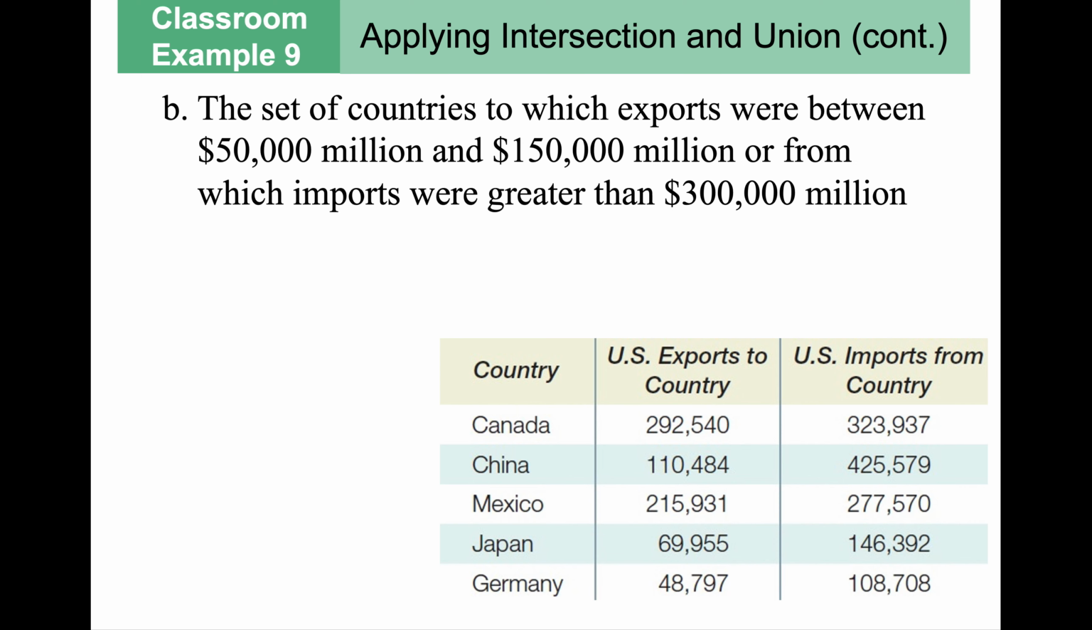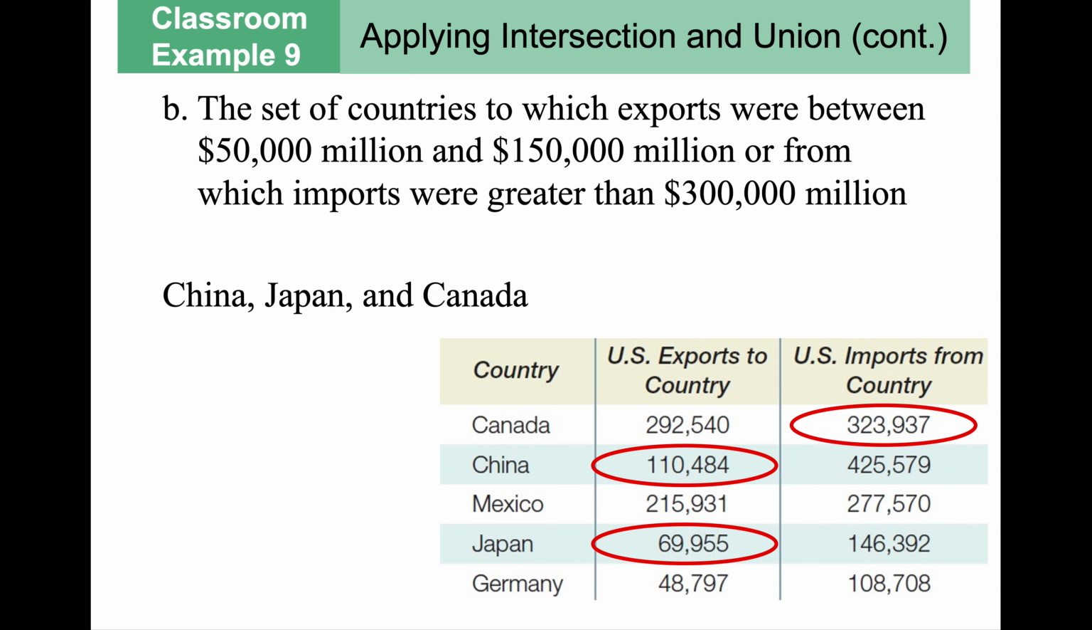But if I look at the set of countries where exports were between this number or from imports that are greater than 300,000, I have China, Japan, Canada that meet that criteria. So when we're looking at conditions, if it's an and, it has to meet both the conditions. If it's an or, it can meet one or the other condition to work on the set.